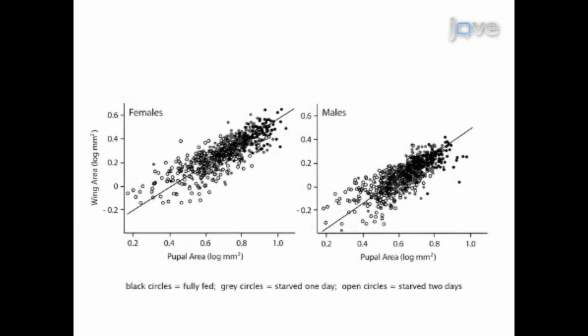Extraction of the scaling relationship parameters that describe how wing size scales with body size allows for comparison of how overall shape co-varies with size across groups. Here, data are shown for individuals of each sex that were fully fed, starved 1 day, or 2 days as larvae.